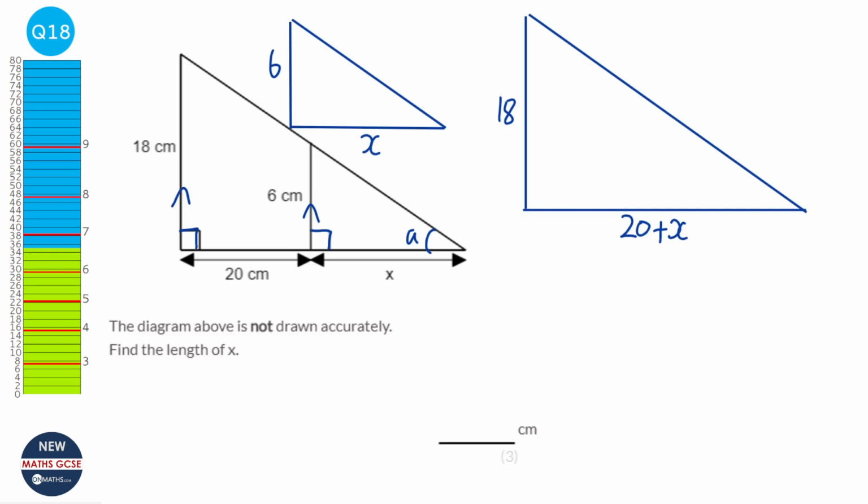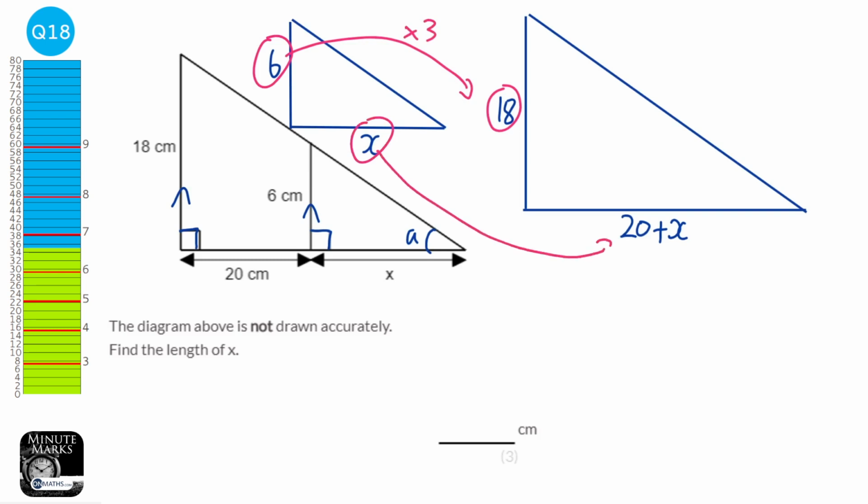So we need the scale factor first. Now, if you look at the 6 and the 18, they are what we call corresponding sides. So we need to work out the scale factor by finding out what I multiply the 6 by to get to the 18. Well, that's obviously going to be 3. So we now know that we can times the x by 3 to get to the 20 plus x. So we can write that down: 3x, I'm timesing the x by 3, and that will give me 20 plus x. And so I can solve this now.